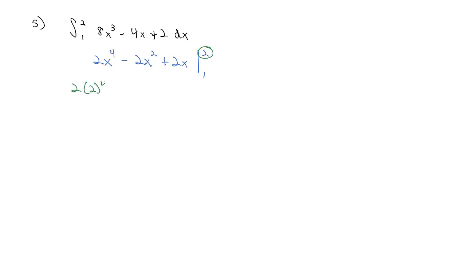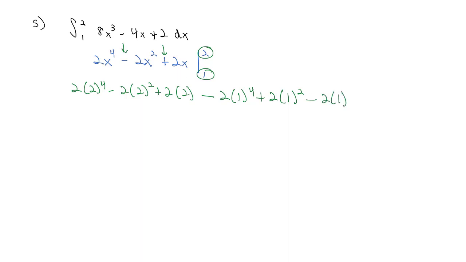So now we can take the top number and plug it in. 2 times 2 to the 4th minus 2 times 2 squared plus 2 times 2. And then we'll subtract, plugging in the bottom number, making sure as we do, we subtract all the way through, changing all the signs. So I have negative 2 times 1 to the 4th plus, because we're subtracting a negative, 2 times 1 squared minus, because I'm subtracting a positive, 2 times 1.